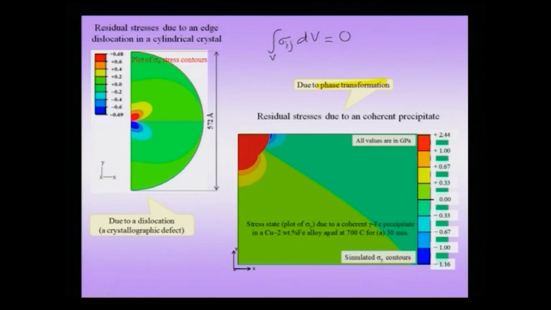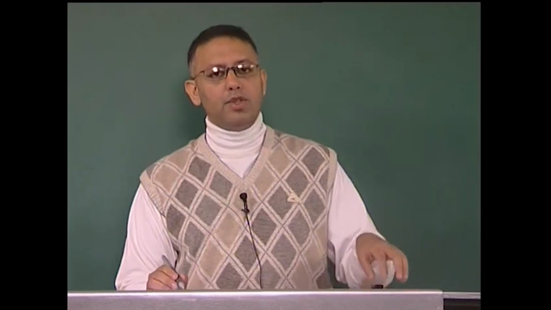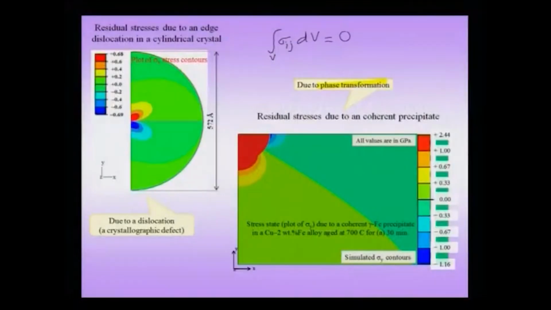In other words, if there is a freestanding body and I have regions of compressive stresses, then there has to be tensile stresses somewhere else in the body, so that the overall integral of sigma ij dV turns out to be 0. In the case of a dislocation, suppose it is an edge dislocation which I am talking about here, the extra half plane could be present on the bottom side, and therefore there are compressive residual stresses in the region of the extra half plane, and there are tensile residual stresses in the region on the other side of the half plane.